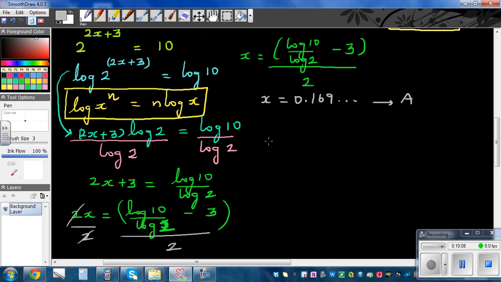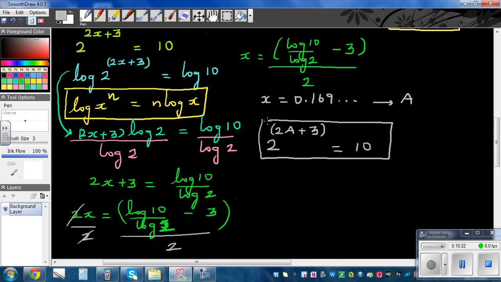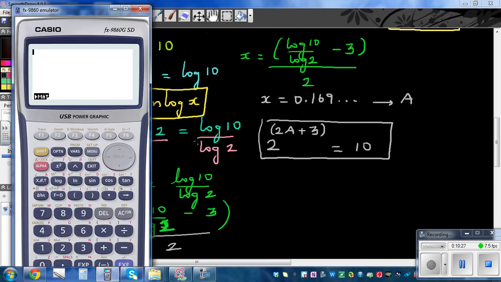Now to check your answer, 2 raised to 2A plus 3, because x has been replaced by the letter A, should be equal to 10. That's how you can check whether your answer is right or wrong. So again, get your calculator out, and I've saved it, so you can go 2 raised to bracket 2 alpha A plus 3 equals 10. Boom, your answer is right.